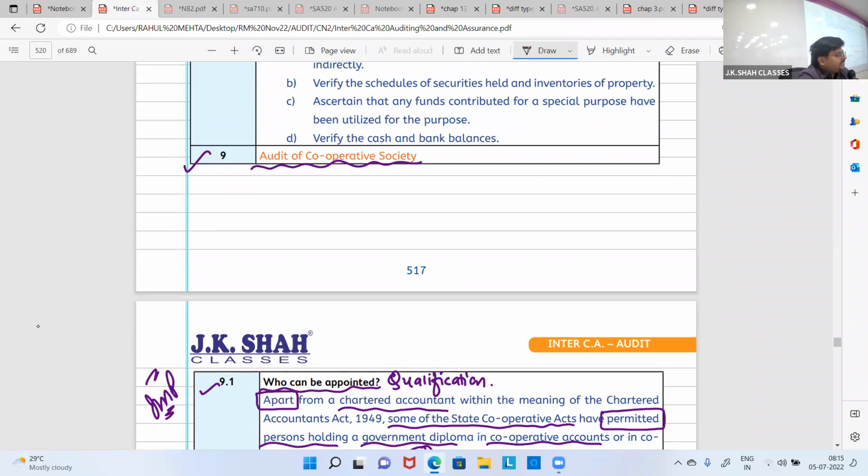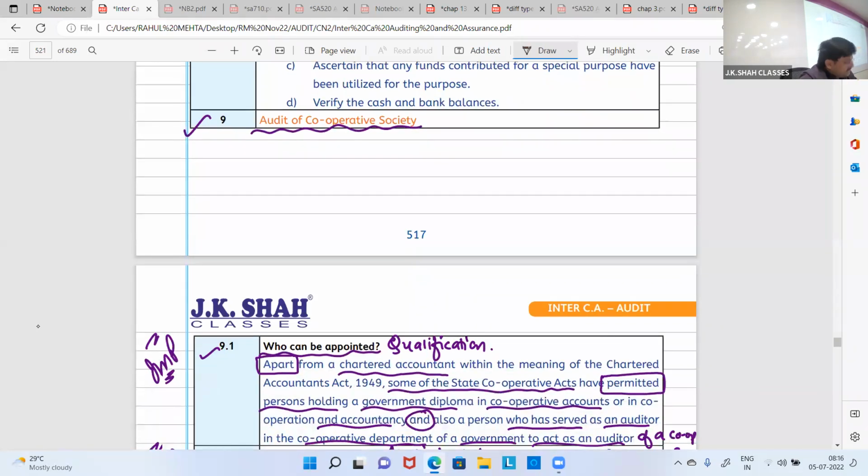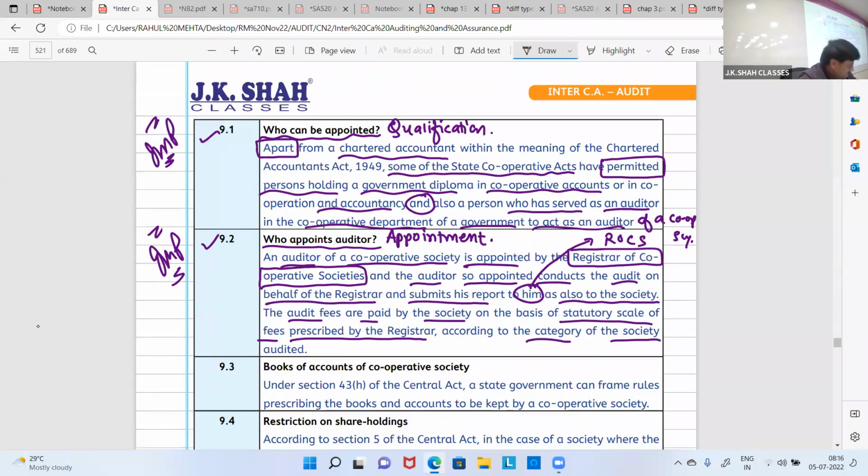The heading. Heading is down. I told you last time, so there's a problem with this. Heading should be down. If you come there, what you have to read is auditor. You have to read this. Who can be appointed and who appoints auditor? Obviously, you are not there in both of them. But that is a rule. I know. Read and mark. All in order.